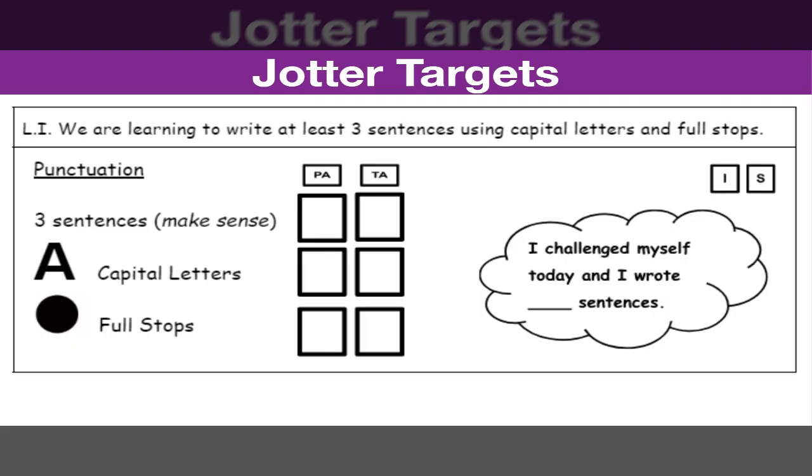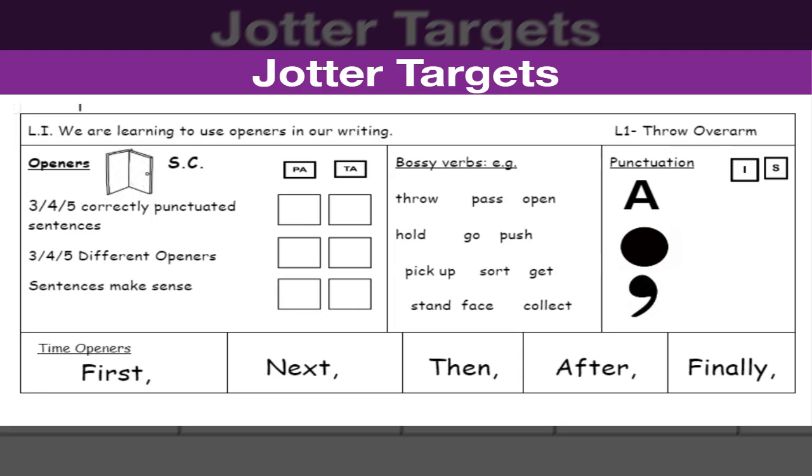Here's an example of some jotter targets and ways that you might differentiate your success criteria for learners. In this example, you can see that the learner is writing 3 sentences using just capital letters and full stops. There's a space there for the teacher and for the pupil to assess if they have achieved it.